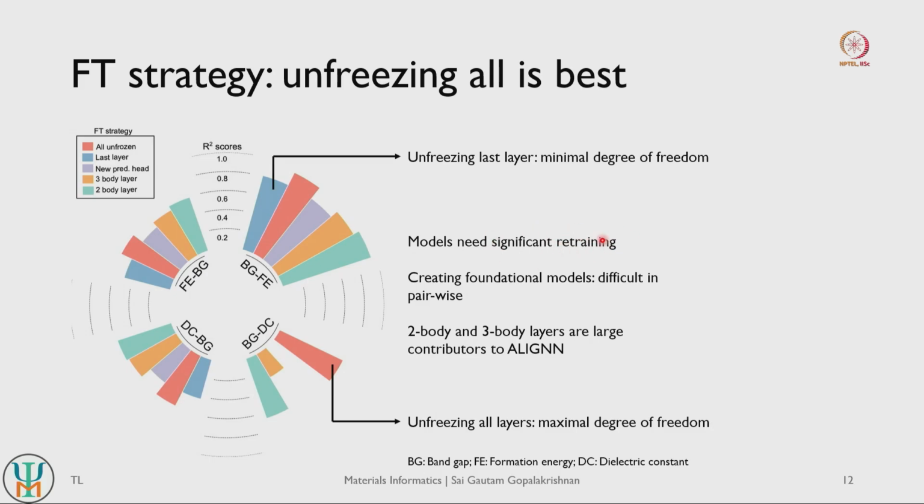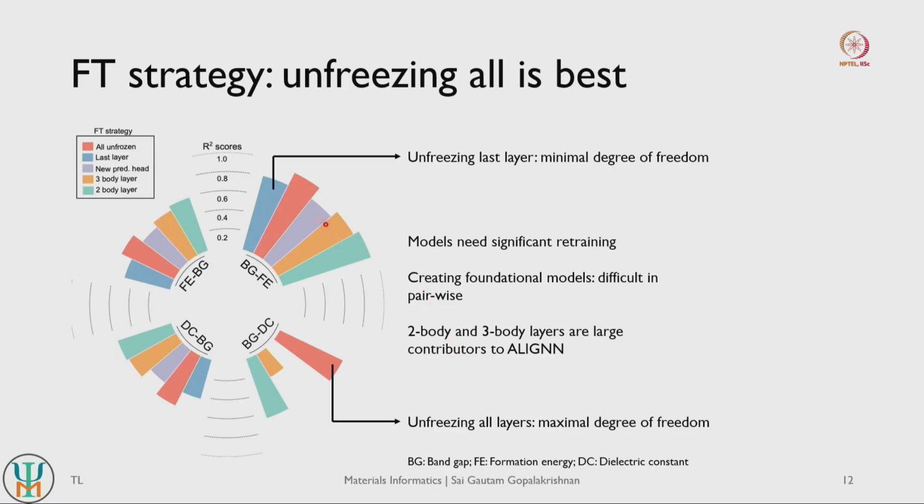So this is in line with the fact that models typically needed higher learning rates. This implies that the models have to have a lot of changes in their weights and biases for them to become particularly efficient at predicting the fine tuning property, or becoming good at the fine tuning task. So the models do need significant retraining, which is important to note. It implies that if you want to create foundational or generalizable models, so models that are good across multiple properties, it may be difficult to do that in pairwise transfer learning. So we may need other strategies to ensure that we can create more generalizable models.